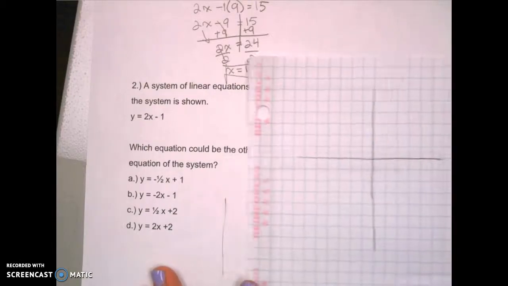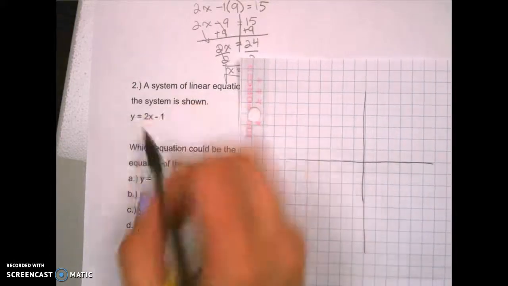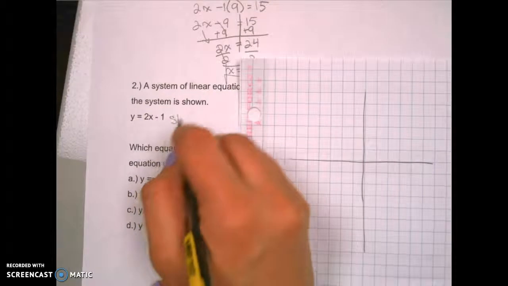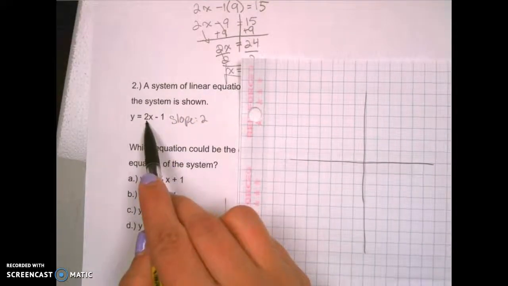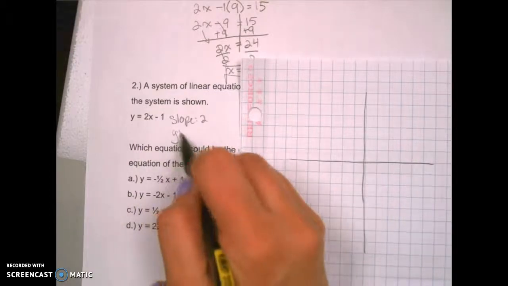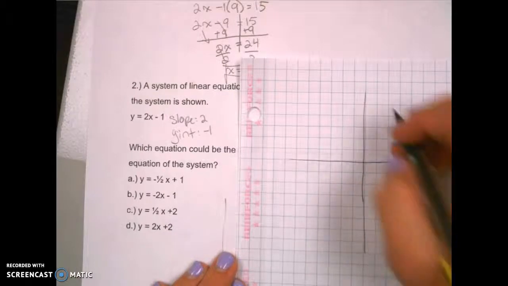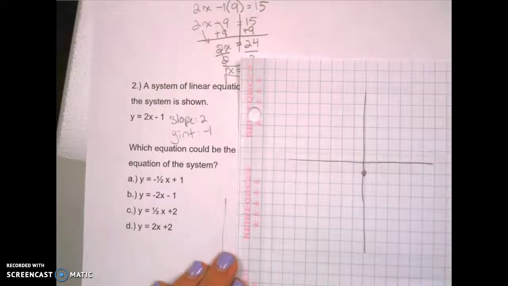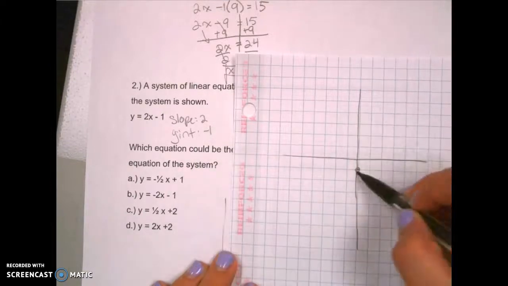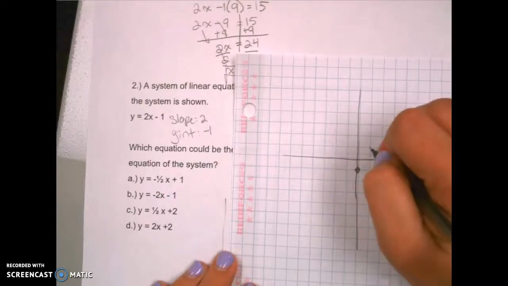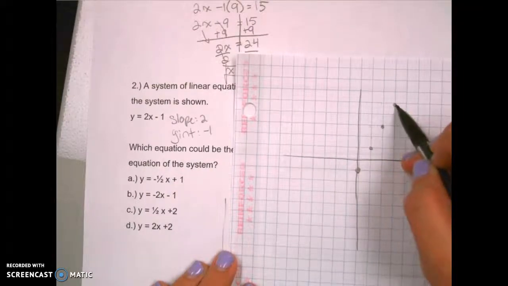Okay. I know that the equation is 2x minus 1. So I know that my slope is 2 because it's attached to the x, or the variable, and my y-intercept is going to be negative 1. So at 0, negative 1, I'm going to put a dot. The slope tells me I need to go up 2 and over 1, so I'm going to go up 2 and over 1. All the way to my edge of my graph.